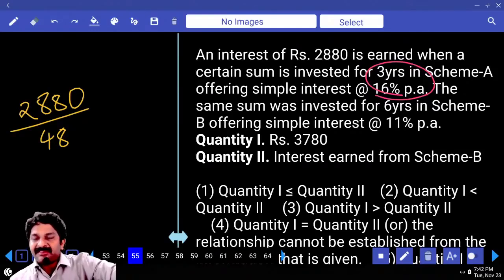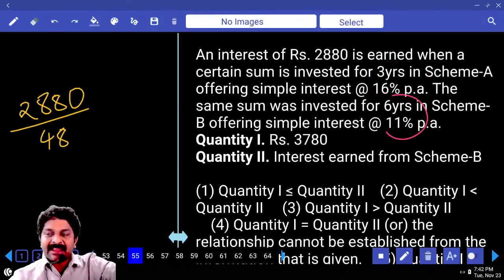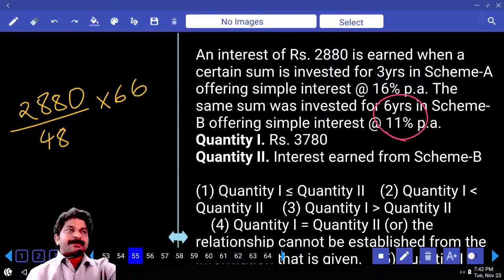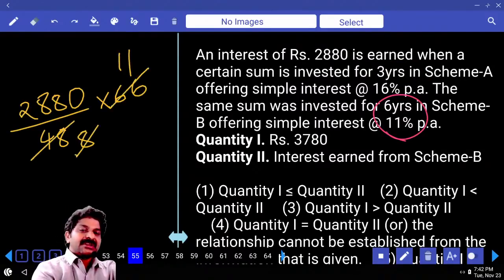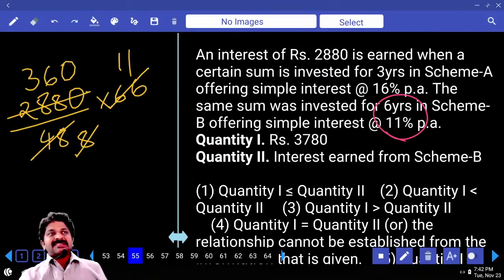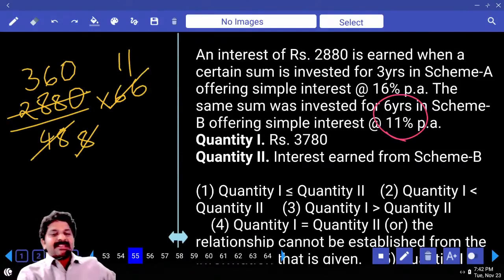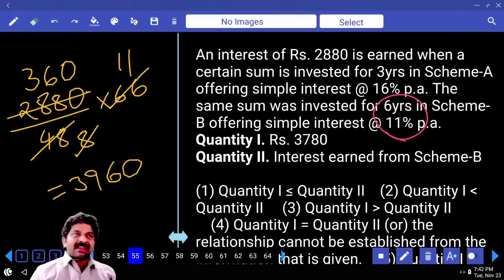Q1 is 3780, the number is given. Q2 is the interest earned from scheme B. Interest earned from scheme B at 11% per annum, 6 years simple, is 66%. Clear? 6 11 times, 6 8 times, 8 threes, 8 6 times and then 0. 360 11 times, 10 times plus 1 time, 3600 plus 360, 3960. Q1 3780, Q2 3960, Q1 less than Q2.